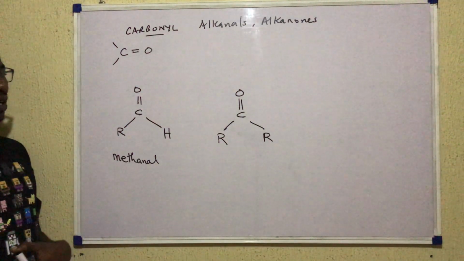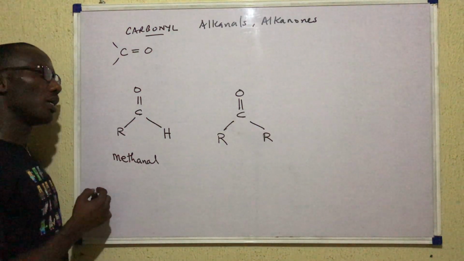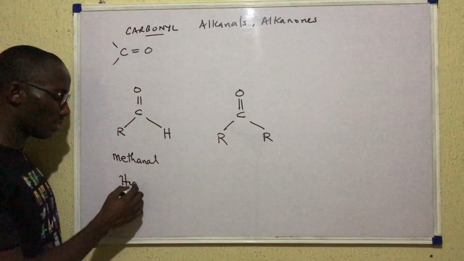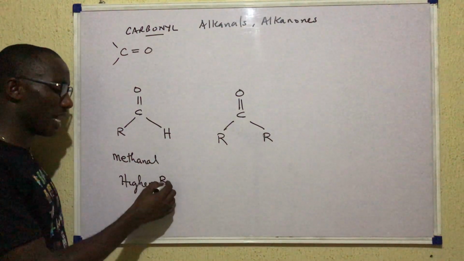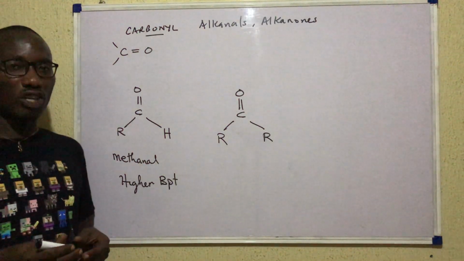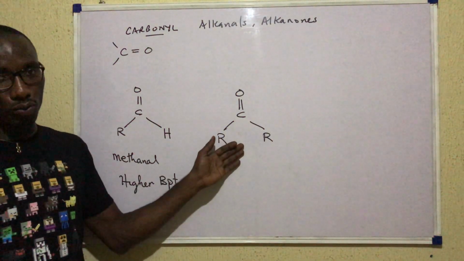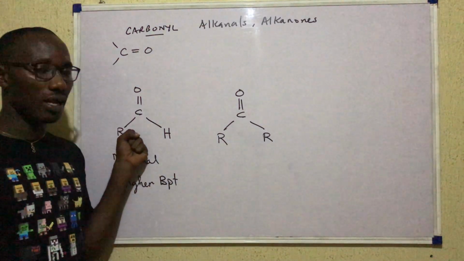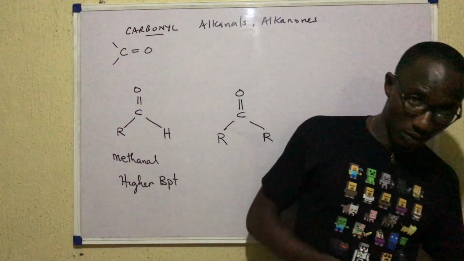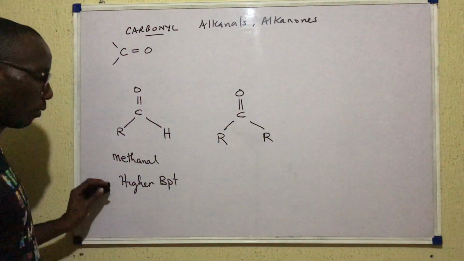Now moving beyond the general formulas, it may be important for you to know that alkanals usually have higher boiling points and higher melting points than their corresponding alkanones. What do I mean by corresponding? By corresponding, I mean things like propanal and propanone, or butanal and butanone. So those are corresponding alkanals and alkanones, and usually for them, the alkanal takes the day. It has the higher boiling point.